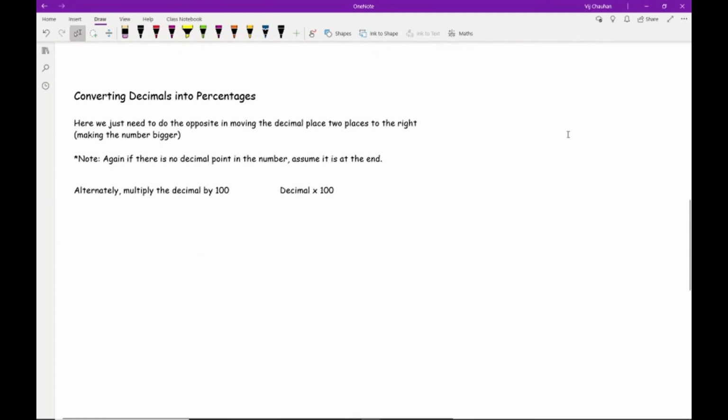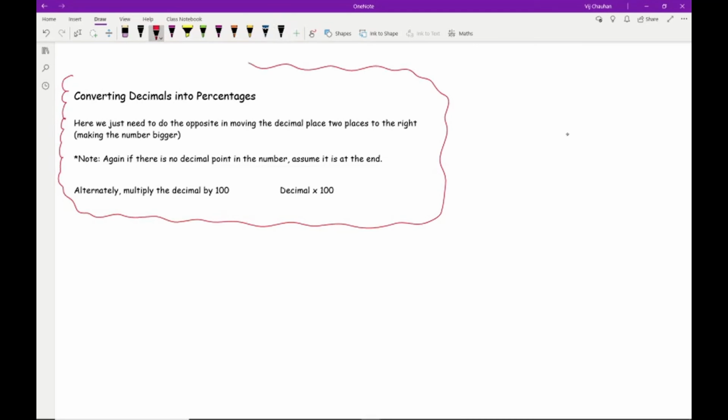So we then move on to converting decimals into percentages. Here we just need to do the opposite. When I say the opposite, I don't mean moving to multiplying. We're now going to look at dividing. It's about moving the decimal point 2 places again, but in the opposite direction, so this time you're going to be making the number bigger. Alternatively, you can multiply the decimal by 100 if you've got access to a calculator. And again, I would strongly recommend that you make a note of these 2 alternative methods.